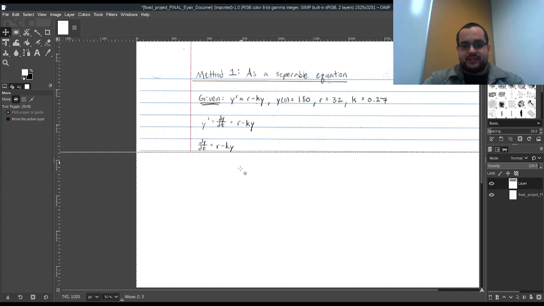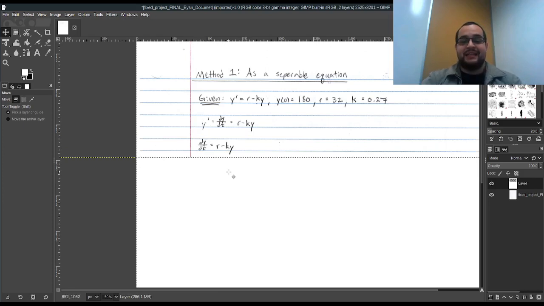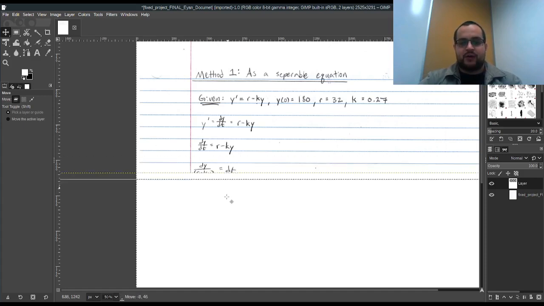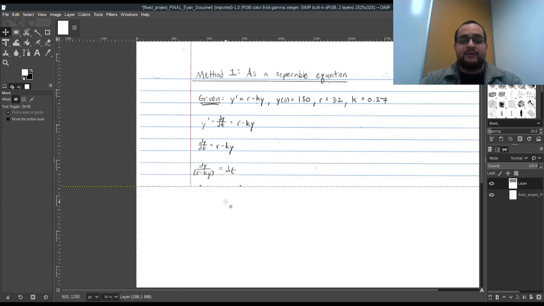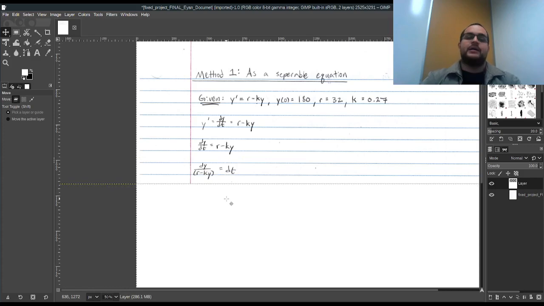From there we can just express it again for clarity without the y prime, and we just have dy over dt is equal to r minus ky. From there, we're going to want to cross multiply so that all of our terms that are dependent on y are on the left side of the equation, and all of our terms that are dependent on t are on the right side of the equation. This is where the separation comes in, in a separable equation. So as you can see, we have dy over r minus ky is equal to dt.